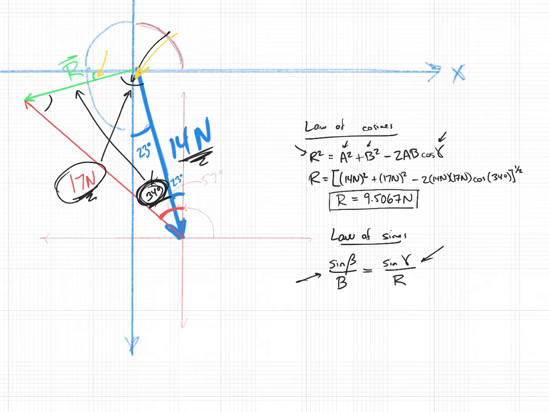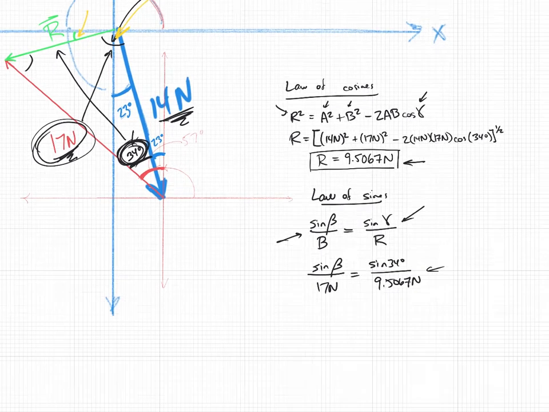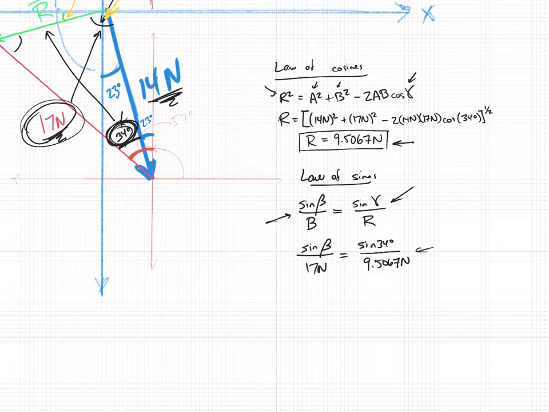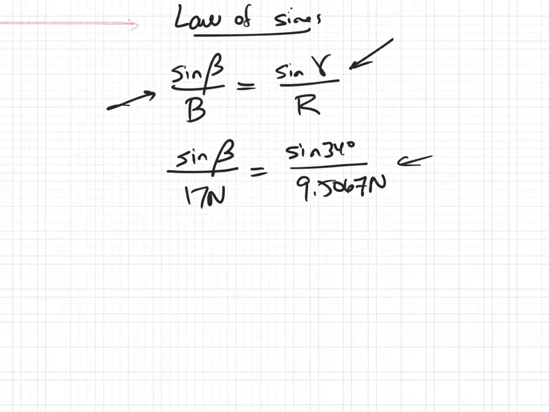All right, so then we just need to plug in what we got here, which is the sine of beta, the angle we're looking for, over b. B is 17 newtons, equals the sine of gamma, sine of 34 degrees, over the magnitude of the resultant, which is 9.5067. And right there you see why we kept the 5 sig figs, because if we had rounded before that, it would have created an error here. Obviously there's still an error, since we rounded to get that 9.5067, but there really shouldn't be an error. Algebraically, I'm going to go ahead and work this one out because I think that will be helpful for some of you guys.